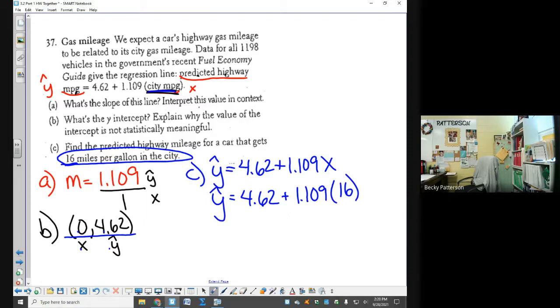Hey, I'm not very good. Go ahead. 22 point what? 364 miles per gallon. Right? Okay, so if you had to write that in a sentence, which they're not asking you to, but if I asked you to write it in a sentence, interpret this value.